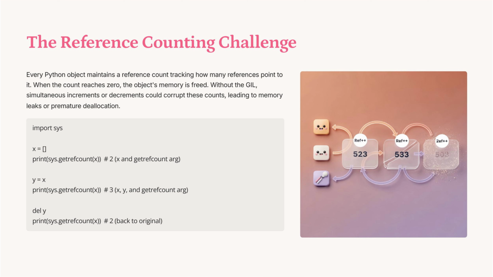For instance, using sys.getrefcount, we see counts change as references are added or removed. Without the global interpreter lock, simultaneous changes could corrupt these counts, risking memory leaks or premature deallocation. This highlights the global interpreter lock's role in maintaining memory integrity.